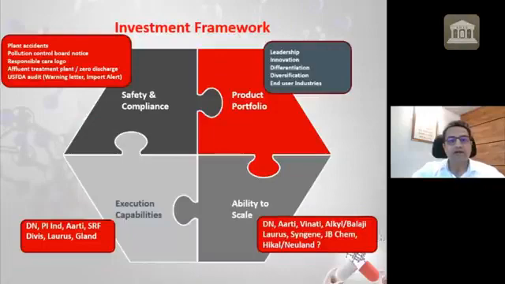Now coming to finding the multibaggers in chemical and pharma, this is the investment framework that I use. There are 4 parameters that one needs to look at. One is obviously safety and compliance, which is the most important factor. If I am looking at the chemical sector, then I will look at whether there were any plant accidents in the past, and whether any pollution control board notice was given to the company at any time in its history.